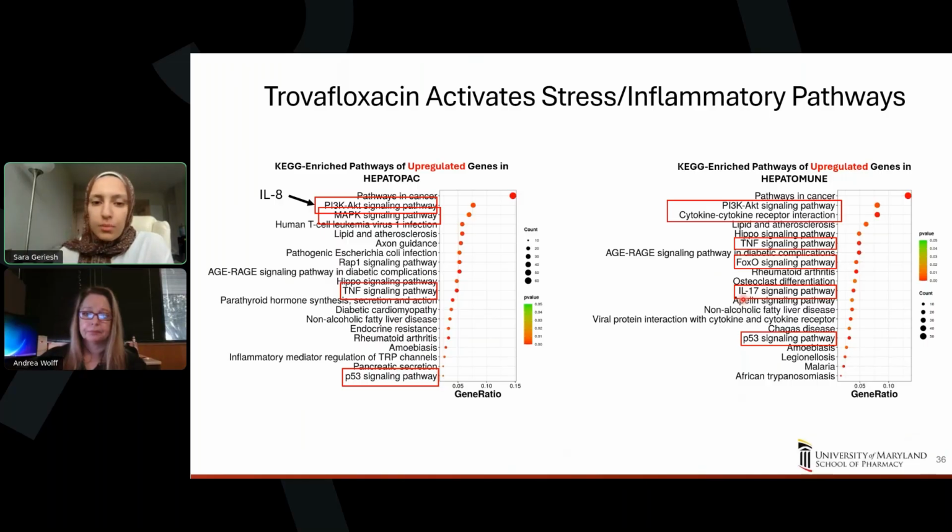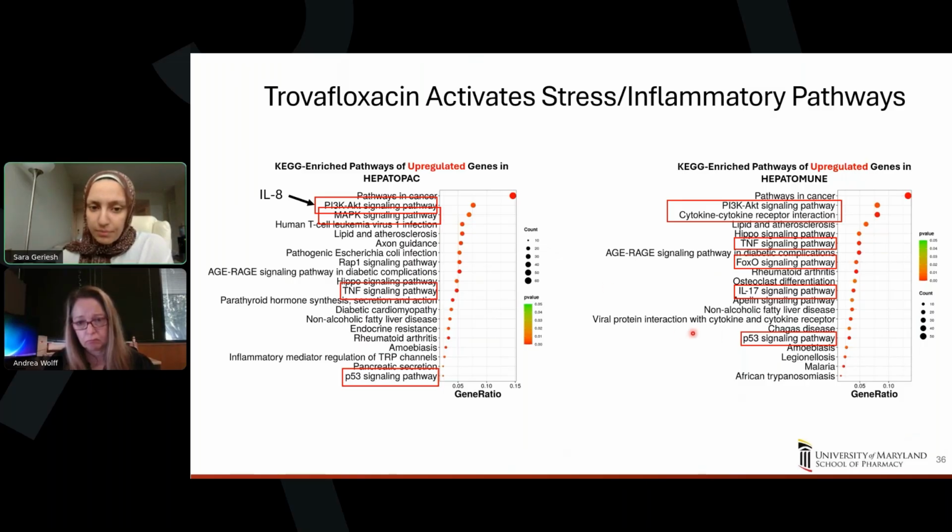In this slide, I'm showing the top 20 significantly upregulated pathways upon trovafloxacin treatment. And the size of the dot reflects the number of genes, and the more red the color is, the more the significance. So here I'm comparing HEPATOPAC to HEPATOMUNE of upregulated genes in response to trovafloxacin. And it was shown that trovafloxacin activates the stress and inflammatory related pathways, and also pathways that can cause cell death.